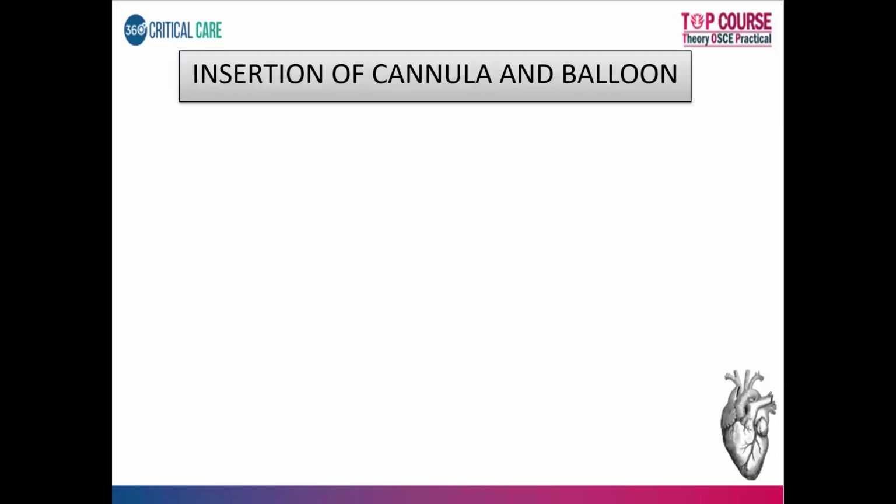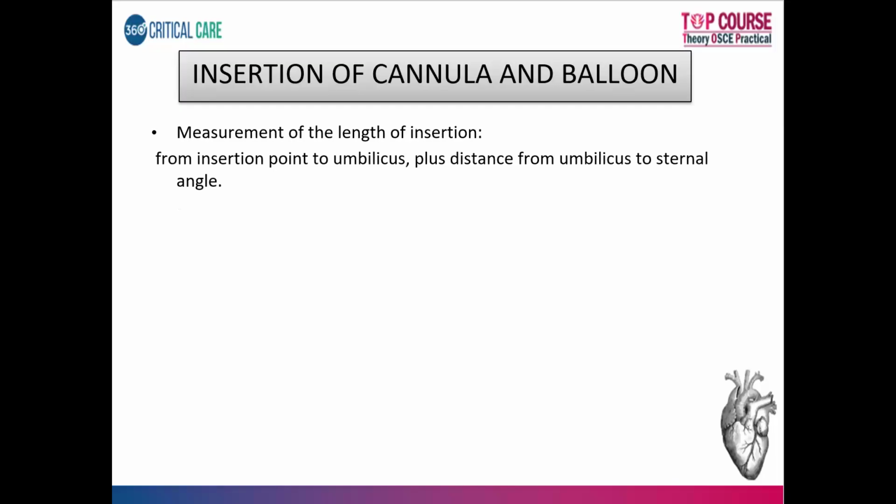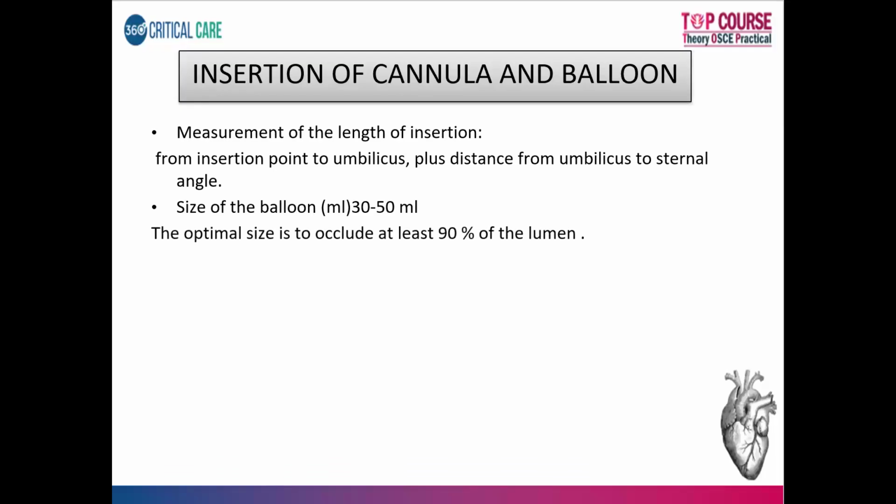So insertion of the cannula and balloon, first thing we need to measure the length of insertion. So we saw that. How do we do that? From the insertion point to the umbilicus plus the distance from the umbilicus to the sternal angle. This is the way we do it. After that, we need to consider the size of the balloon. The sizes of balloons usually available in the market range from 30 to 50 ml. Okay, the optimal size is to occlude 90% of the aortic lumen. So that is what we need to achieve. That is usually based on the height of the patient.